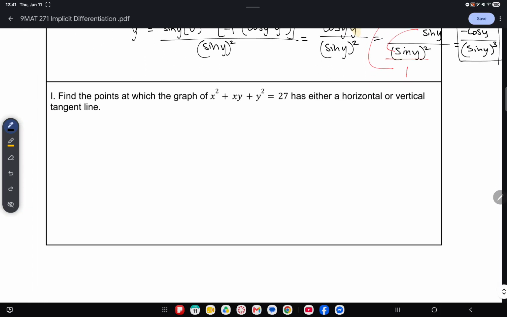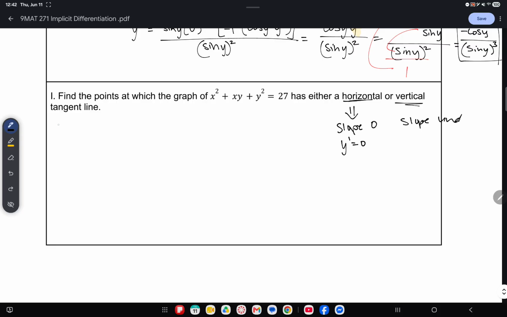All right, find the points at which the graph of x squared plus xy plus y squared equals 27 has either a horizontal or vertical tangent line. So what that means, a horizontal is going to have a slope of 0. So that's going to be y prime set equal to 0. A vertical tangent line, right, is a slope that's undefined. So if we have a fraction here, we would set the denominator equal to 0. But I don't think we have that here.